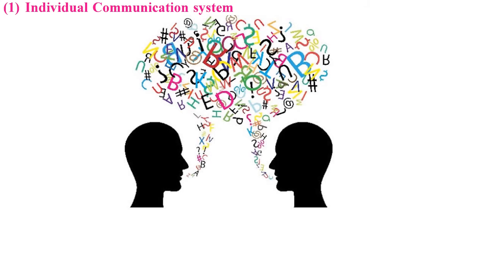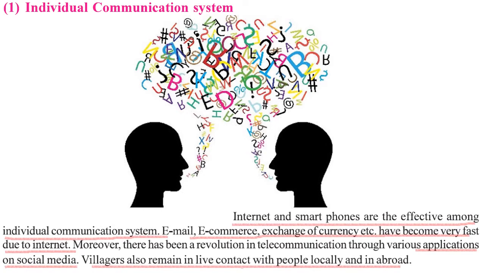Individual communication system. The communication system has two parts. The first one is the individual communication system. That means two people talking with each other. That's all. They are not talking with anyone else. They are just talking with each other. That's a part of the individual communication system.